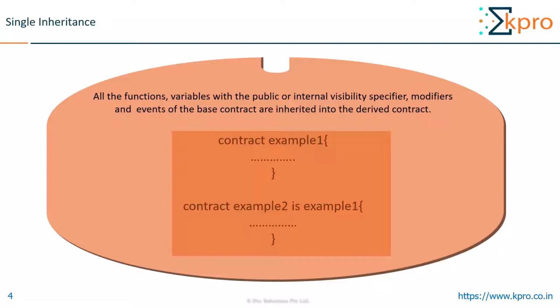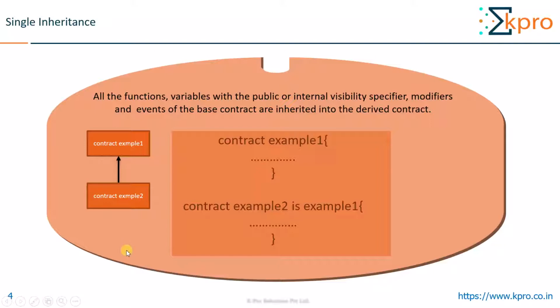In single inheritance, all the functions and the variables with the public or the internal visibility specifier and the modifiers and events of the base contract are inherited into the derived contract. So this is basically what single inheritance looks like. Here we have this contract Example 1, which is acting as a base contract, and here Example 2 is inheriting this Example 1 contract using this is keyword. So basically this is what single inheritance looks like.